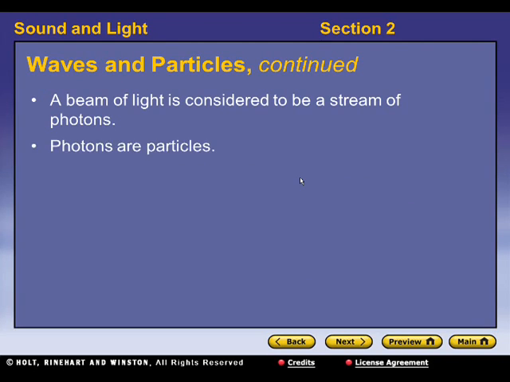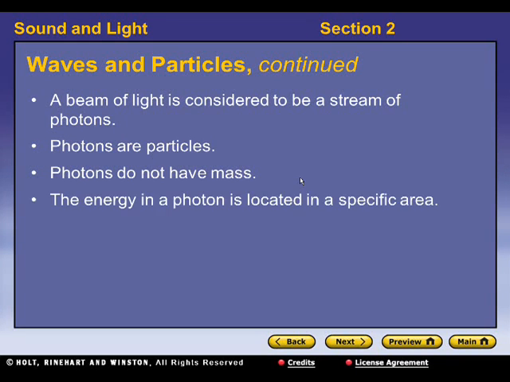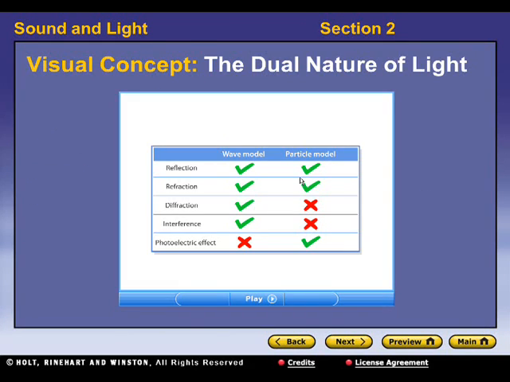So a beam of light is considered to be a stream of photons, and photons are considered particles. They don't have a mass. The energy that they have is located in a specific area. And so you can see here, as far as the wave model and the particle model, they explain some of the things that happen with light: reflection, refraction, diffraction, interference, and the photoelectric effect. So one model explains part and the other model explains the other parts. So let's watch this little video here.